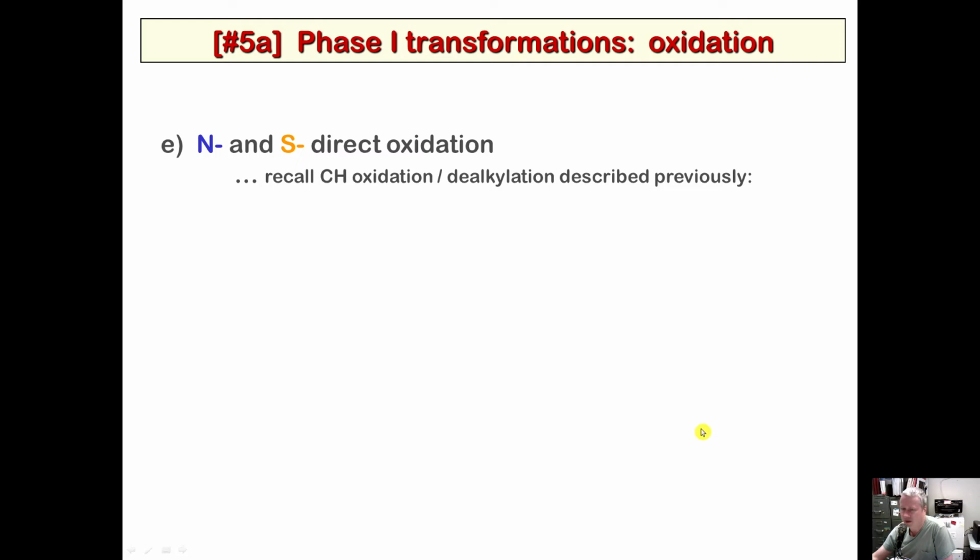Okay, let's talk about these nitrogen and sulfur direct oxidations. So this was not using P450, but what's it using now? It's using FMO.